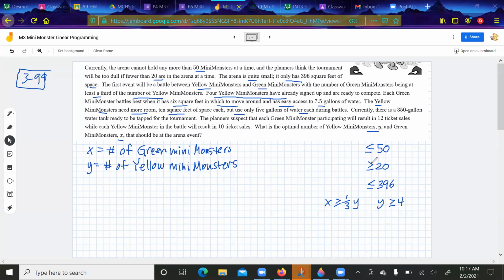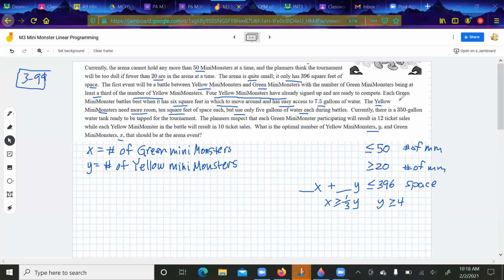Okay, so since one of these was space, right? This one was like space. And then this was the number of mini monsters, I'll put MM for mini monsters. And this is also the number of mini monsters. It has to be greater than 20, less than 50. But this is the space. So since this is a space, we want something X plus something Y is less than or equal to 396. Okay. So the X is going to be how much space the green mini monsters need. Well, the green mini monsters need, where are they? 6. Do they need 6?